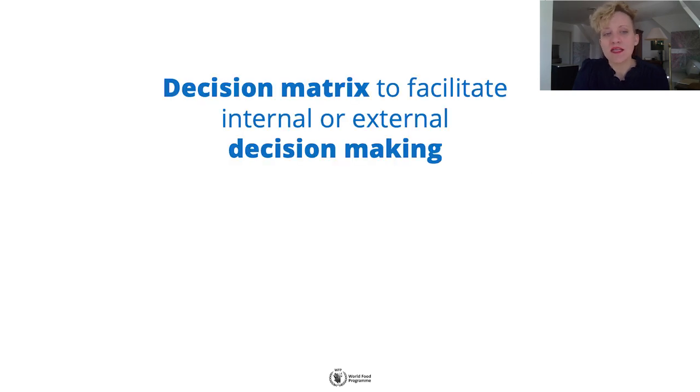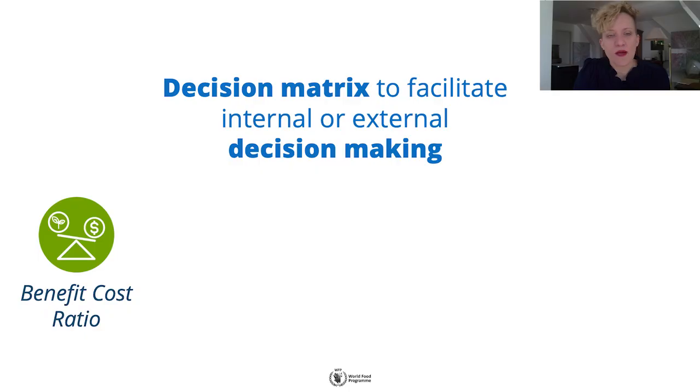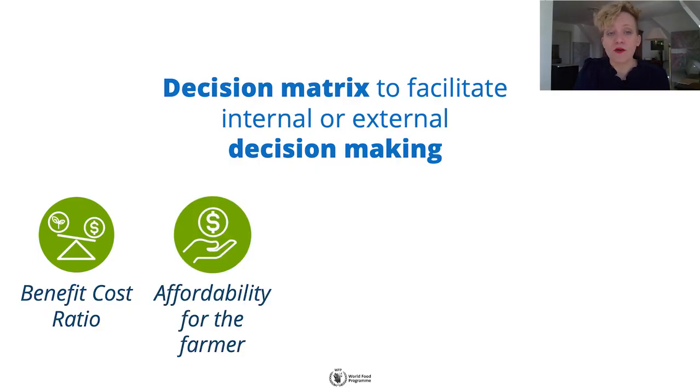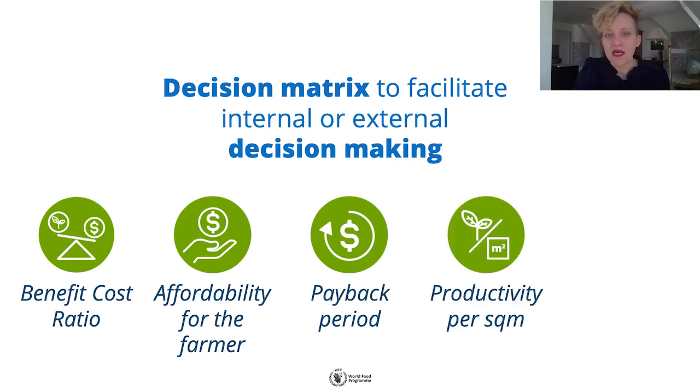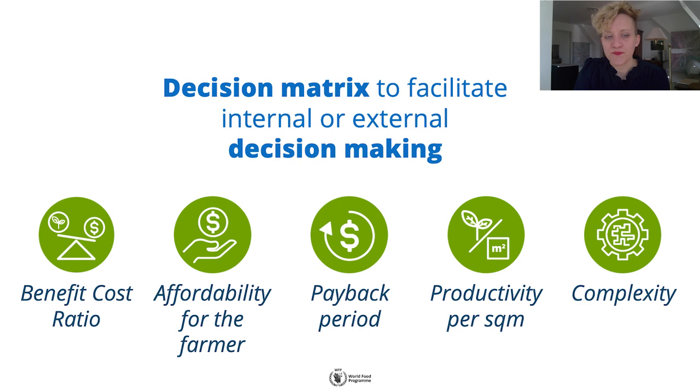You can use them in a decision matrix to facilitate internal or also external decision making. These are the 5 key indicators we will discuss. Number 1, benefit cost ratio. Number 2, the affordability for the farmer. Number 3, the payback period. Number 4 is the productivity per square meter. And number 5, the complexity.